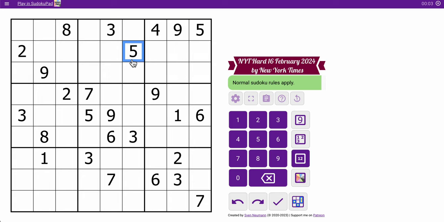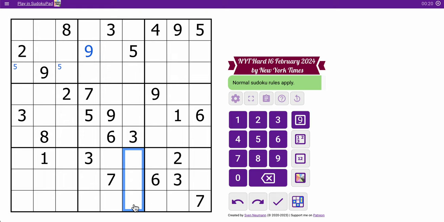Okay, in the top three rows, I have a 9 and a 5 that repeat themselves. 5 in rows 1 and 2 tells me I can place a 5 in one of two spots in row 3. I can place a 9 in one of two spots, so not here, so the 9's actually placed in box 2. This 9 and this 9 can follow up to put a 9 there.